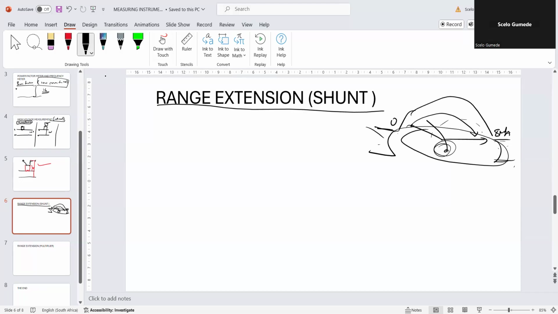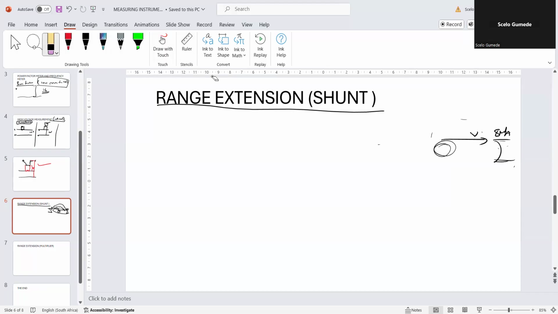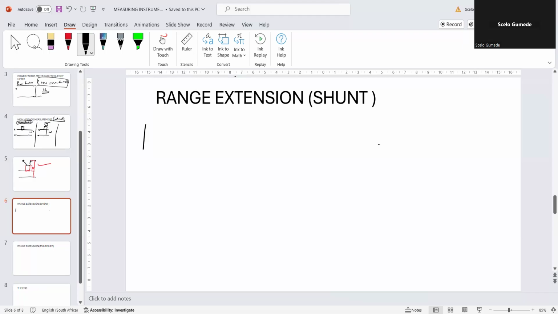That's a disadvantage. Now, how can we make a galvanometer measure higher currents? Remember, a galvanometer is used to measure smaller currents. Now, how can it be used to measure bigger currents than that? We are going to use something called a shunt. We're going to extend using a shunt. Well, we can go on and on to show how it is done. Guys, I'm not going to go there. But okay, let's do it. Here's my galvanometer here.